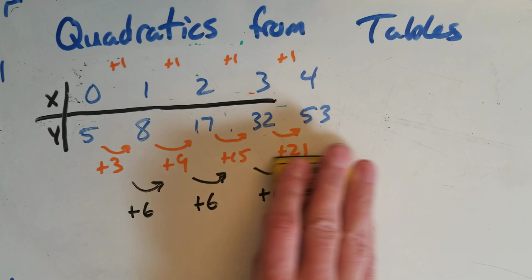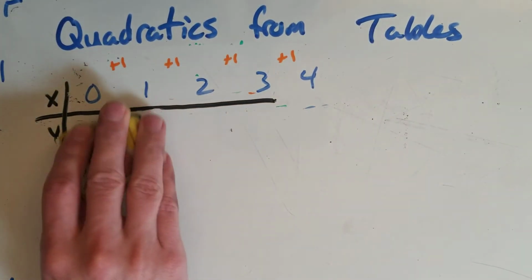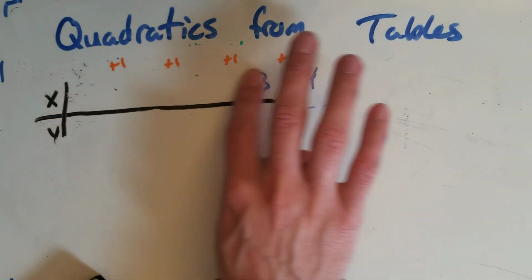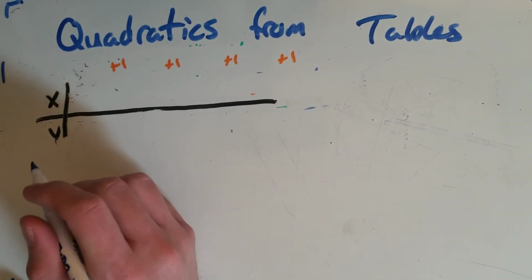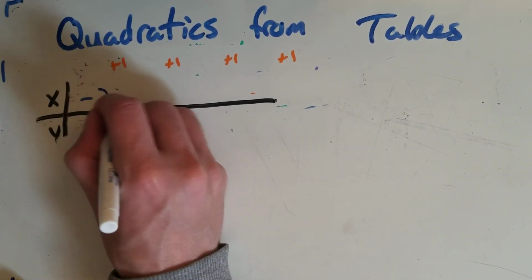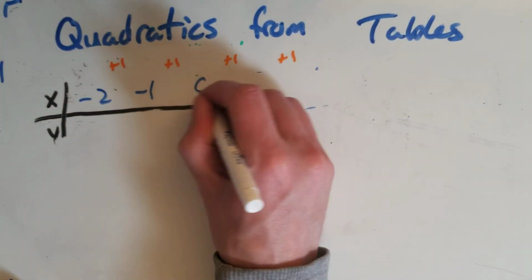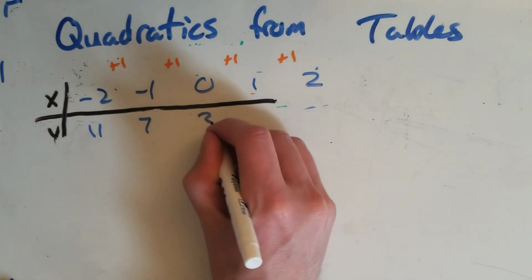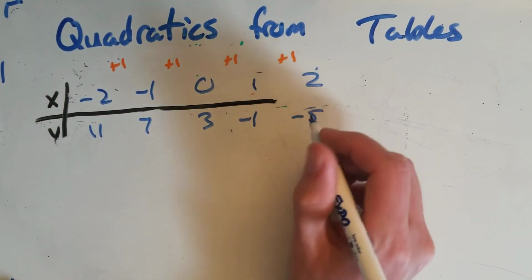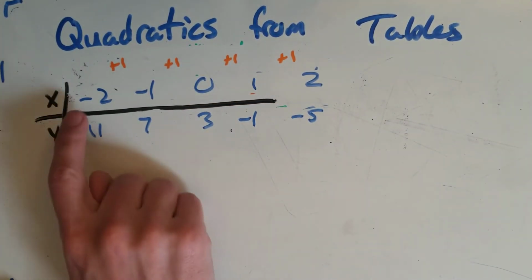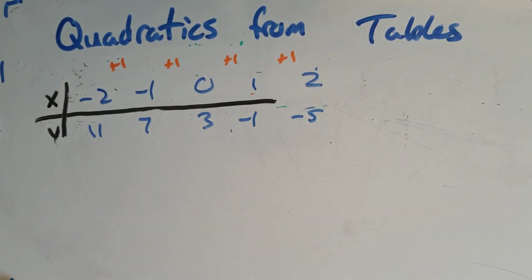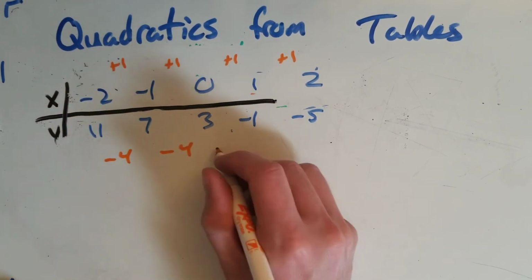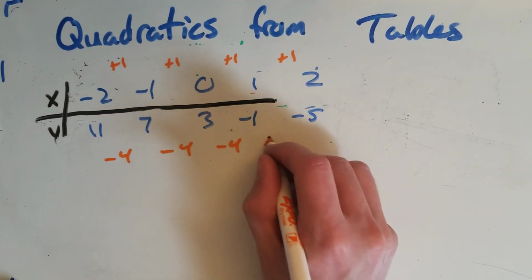Alright, let's look at the other problems that we have here. Our next one, let's do the orange one. We go -2, -1, 0, 1, and 2. And on the bottom we go 11, 7, 3, -1, -5. So we go up by 1 in all of our inputs, and in our outputs, we go -4, -4, -4, and -4.